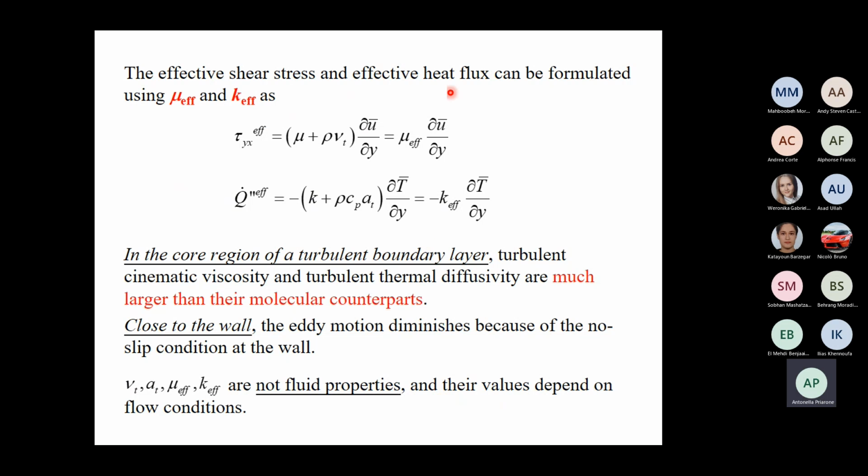A comment about these two equations. In the core region of a turbulent boundary layer, which is the main contribution, the turbulent one or the part that is a thermophysical property of a fluid? Obviously, the turbulent part is much more relevant. Both this one and this one are much larger than their molecular counterpart. So I can consider mainly the effect of turbulence.